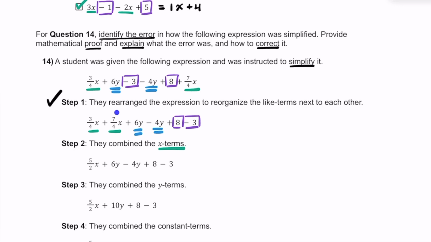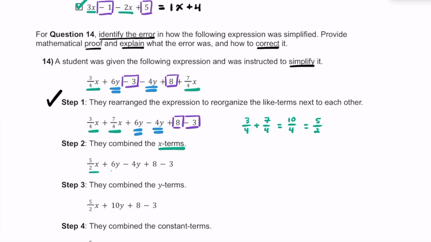The x terms are these two over here. So let's see if they did a good job. If they took this, I'm going to use a different color and show it with the x term. So if they took 3/4 x plus the 7/4, you really just have to add their coefficients. Nice, they have a common denominator, so that's going to be 10/4. And that simplifies to 5/2. So should the coefficient here be 5/2 for x? I think so. So that one seems good.